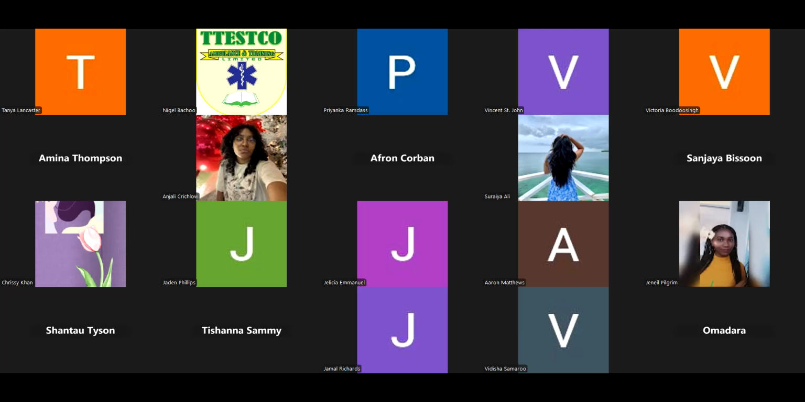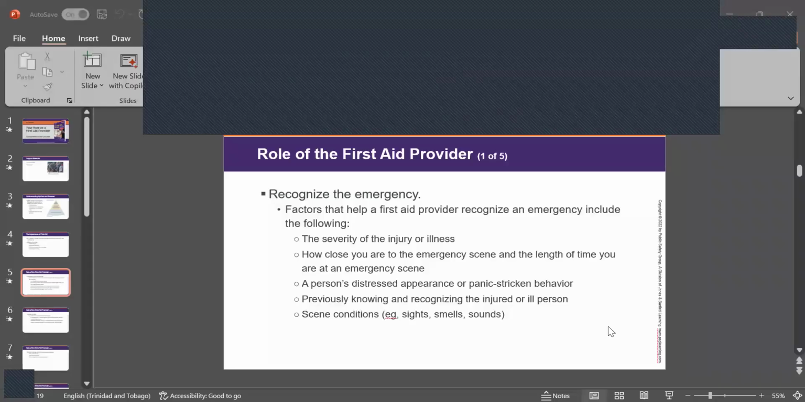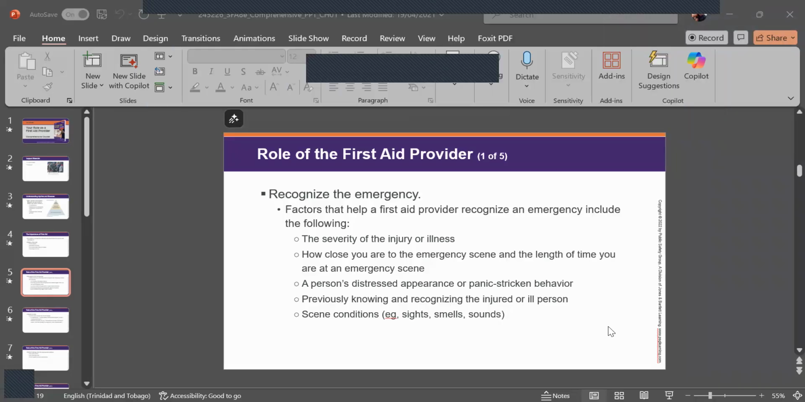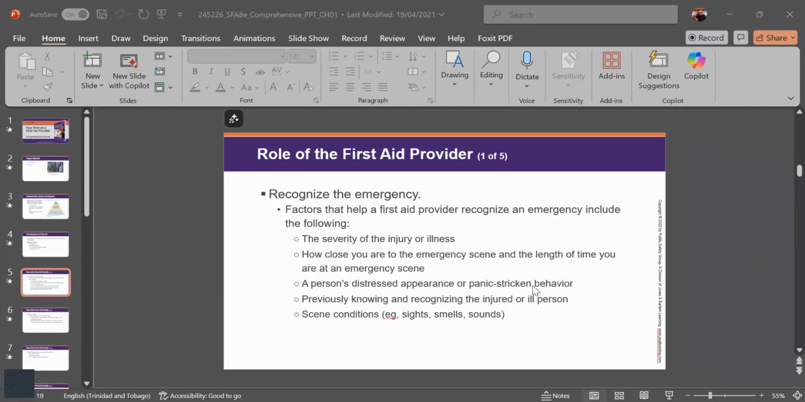Okay, so let me get back up to the slide here. Previously knowing and recognizing the injured or ill person, you know the person, you know the medical condition, the situation the person suffers with, and that gives you an idea, so you can accurately predict. The scene conditions: sight, smell, sounds. Person pulled from a burning building. Motor vehicle accident, the vehicle hit a pole, there's a rollover of the vehicle.